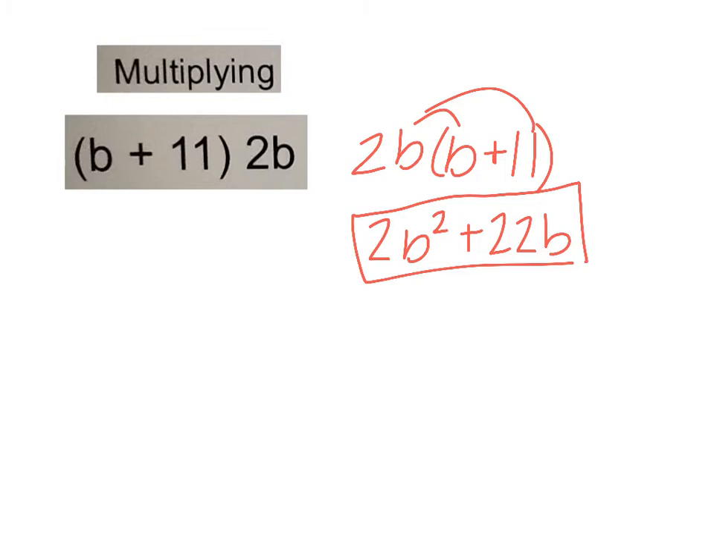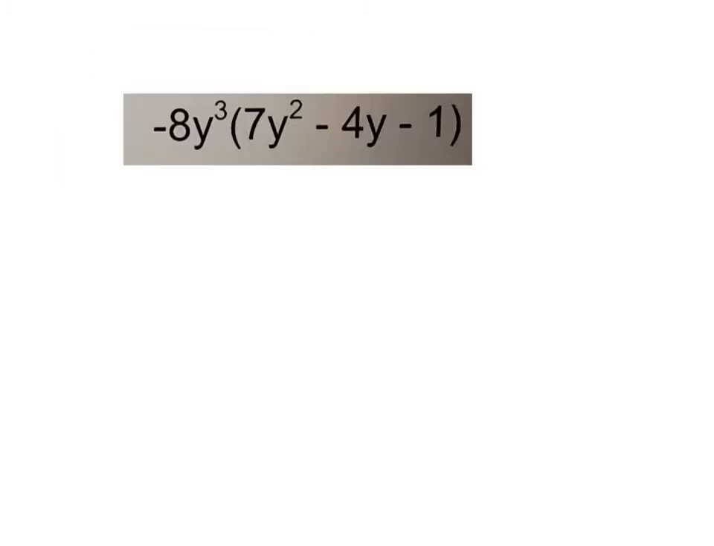Let's look at another complicated example. But kind of the same rules apply here. To sum it up, you multiply the numbers and add the exponents. So for the first one here, negative 8 times 7 is negative 56. It's y to the third plus y to the 3 plus 2 gives us y to the fifth.